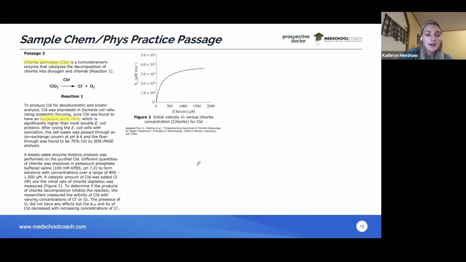Okay, and the other thing that is pretty important here is that it's significantly higher than most soluble E. coli proteins. So I would try to capture that in some way, maybe "significantly higher than E. coli proteins." That would be good enough for me to refer back to. Okay, so I would continue on after this point.